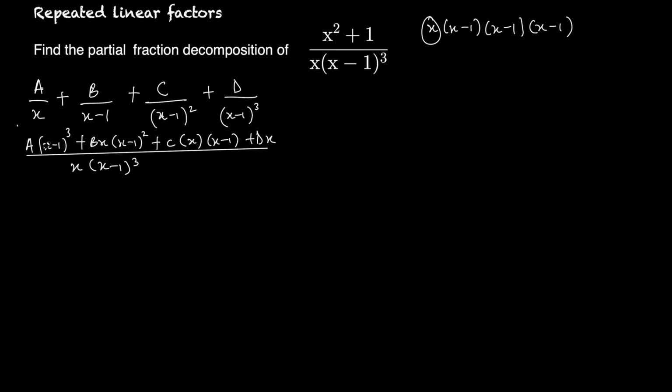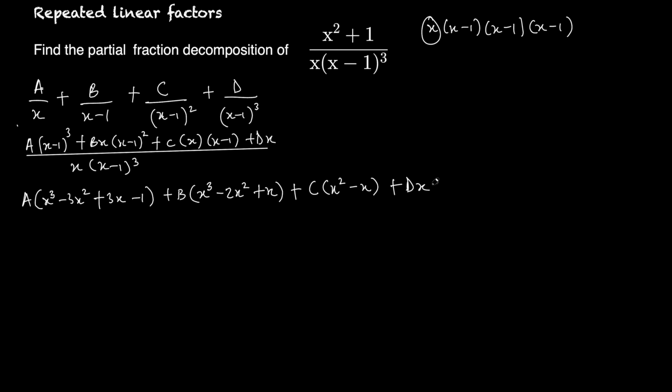Now, when we try to expand this, we have A times (x cubed minus 3x squared plus 3x minus 1), plus, and then the expansion of this gives B times (x cubed minus 2x squared plus x), plus C times (x squared minus x), plus Dx. So we are equating that with x squared plus 1.